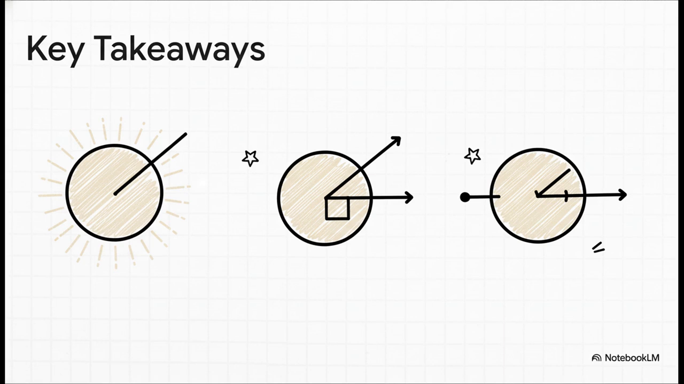So let's do a quick recap of the big takeaways. Number one, a tangent is a line that makes a single, perfect connection with a circle. Number two, that connection always forms a right angle with the radius. And number three, when you draw two tangents from the same outside point, they are always identical in length.